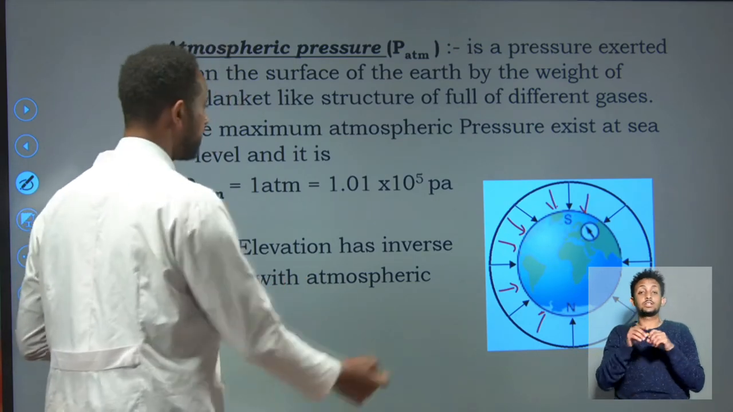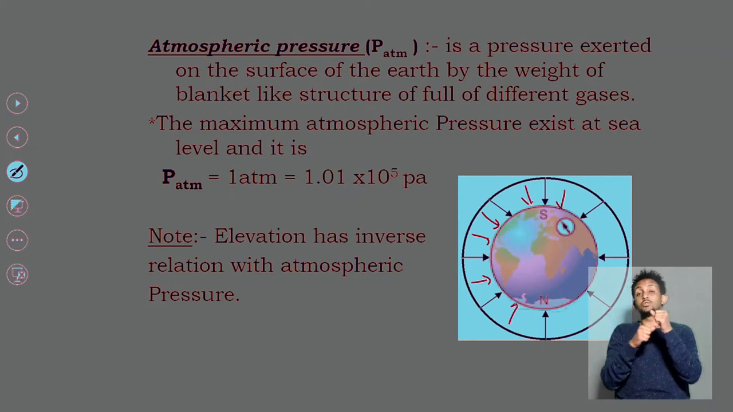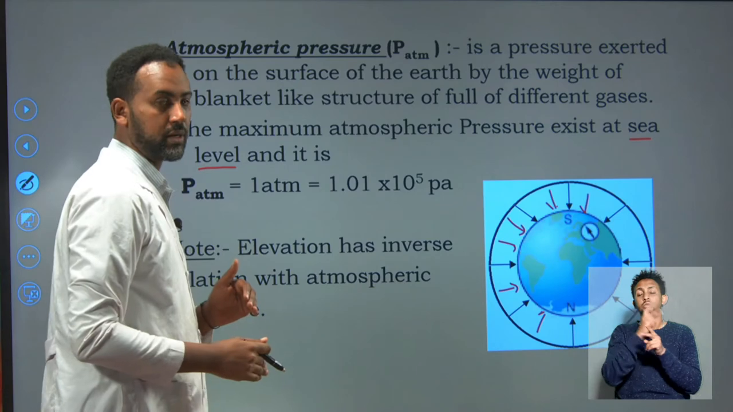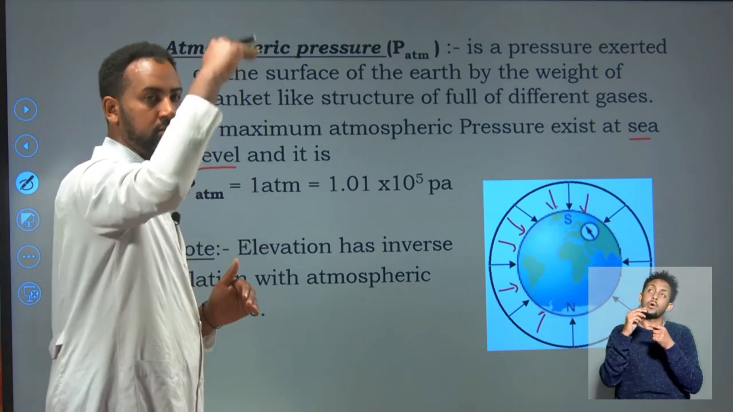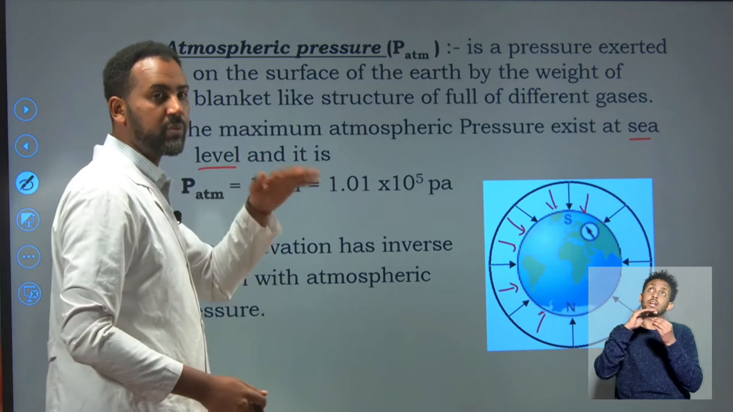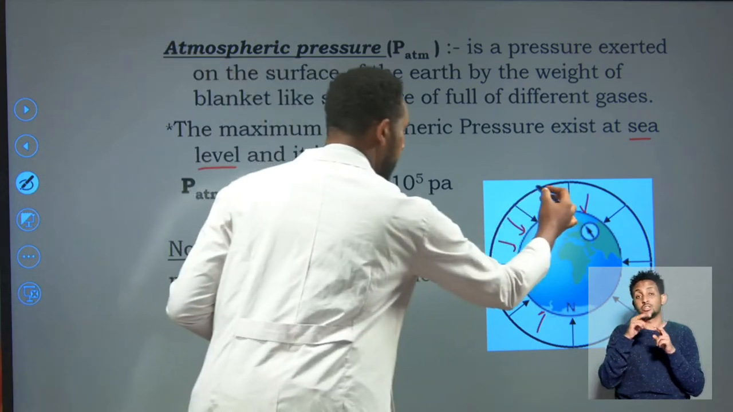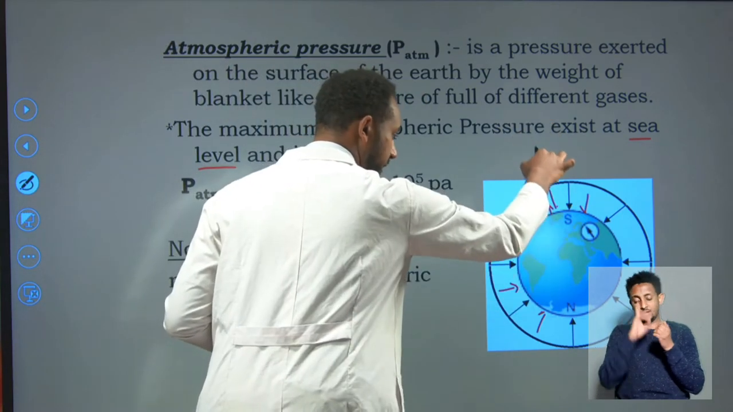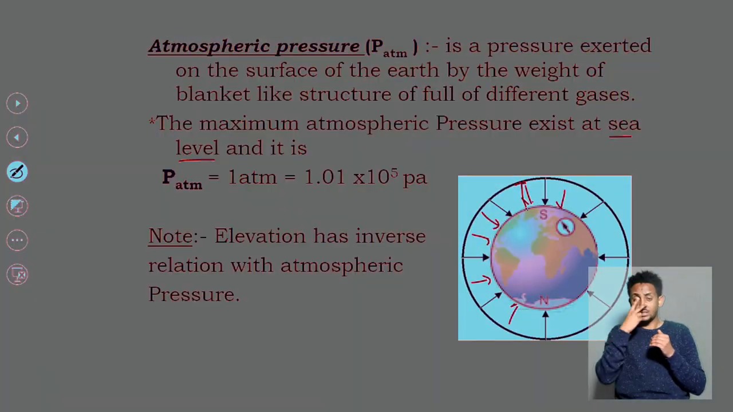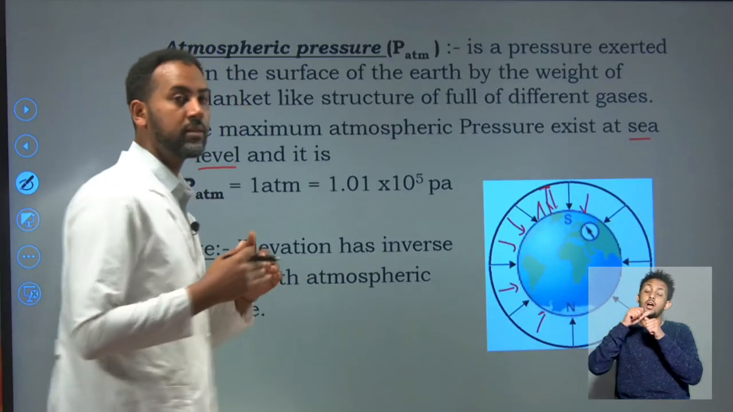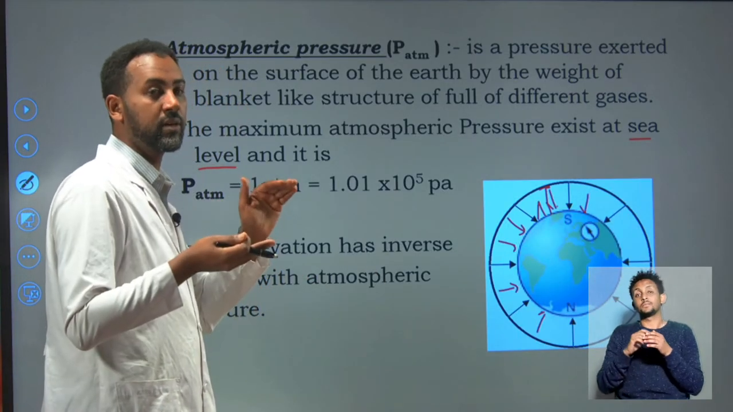Therefore, this is known to be atmospheric pressure. And the maximum possible atmospheric pressure exerted is at sea level. Usually, when we say sea level, it means the maximum possible atmospheric pressure. Above that, if you are going to mountainous areas or increasing elevation, the atmospheric pressure is going to decrease. Why? Because pressure and depth have a relation. From above downward, you have a depth. As you go deeper and deeper at sea level, you have higher atmospheric pressure, and as you go above the surface of the Earth, in a mountainous area, the pressure is going to decrease. As elevation increases, the atmospheric pressure decreases.